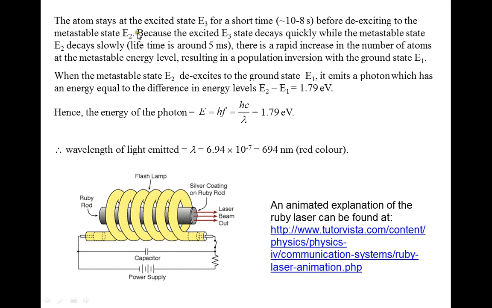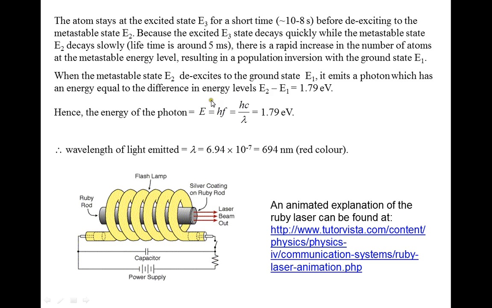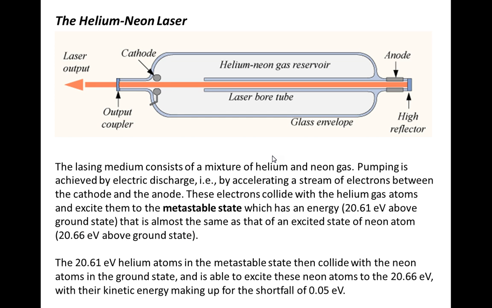The atom stays in the excited state E3 for a short time before de-exciting to state E2. And if we remember the energy levels, they are 1.79 eV for E2 and 0 for the ground state. This allows us to calculate the difference in energy level, which is 1.79 eV, which then allows us to calculate the energy of the photon. Using hc over lambda allows us to calculate the wavelength of the photon to be 694 nanometers, which is in the red color zone.